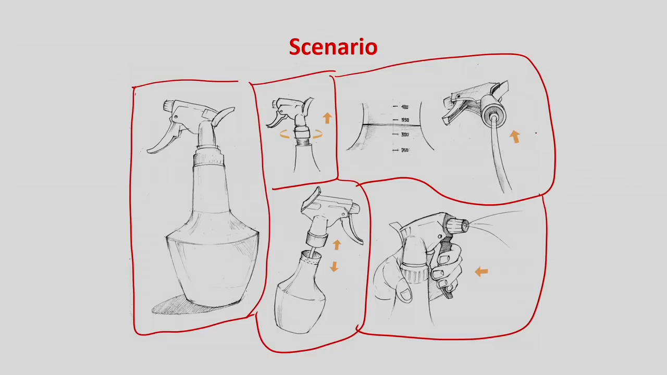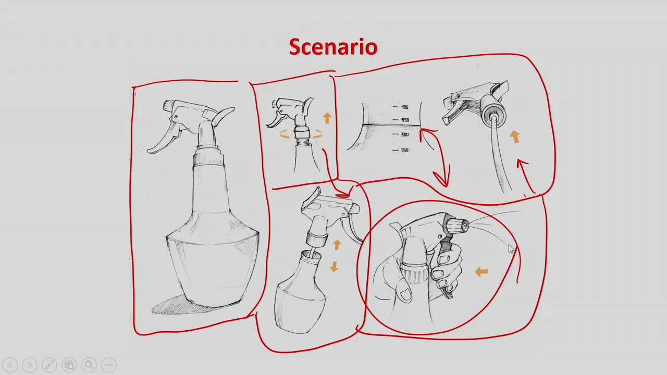So, he has talked about the steps, how it is being opened, and then how the levels are being observed, and then how it is taken out, and then how it is being used, right. This is a scenario. So, a scenario is a description of how a product is currently being used. Now, these types of scenarios are often called scenarios without design intervention.